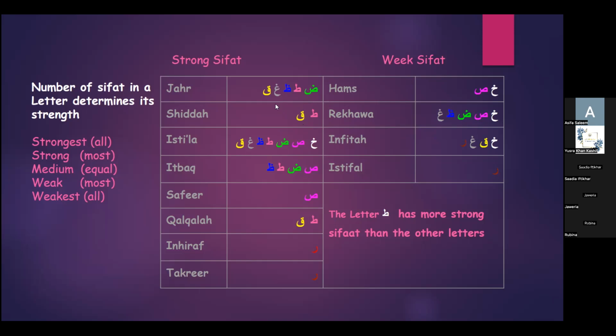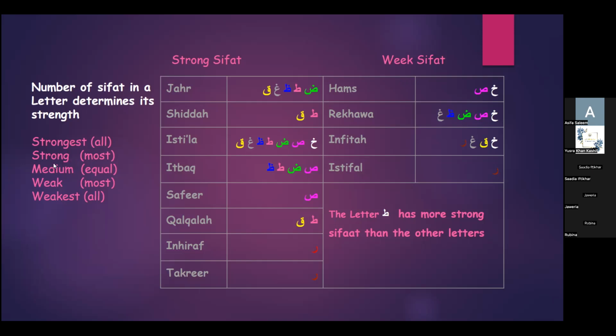So we can say that it is heavy, but not as heavy like the letter ta. We can keep counting all the letters and determine its strength of tafkheem when it comes to knowing the heavy and the strong characteristics of the letters. So strongest, which is aqwa, means it's stronger than the others. Strongest would be when a letter has all the strong sifat without any weak sifa in it.